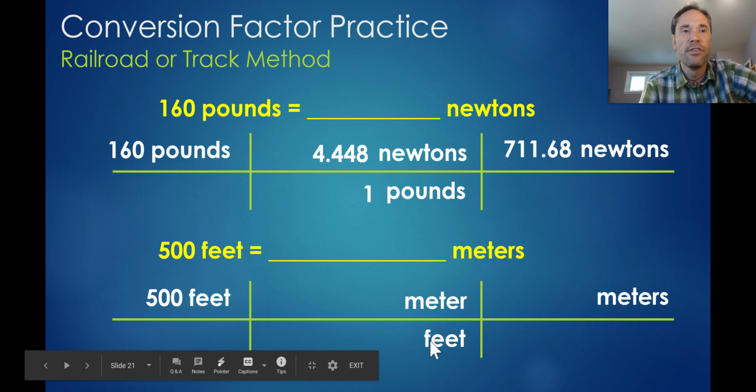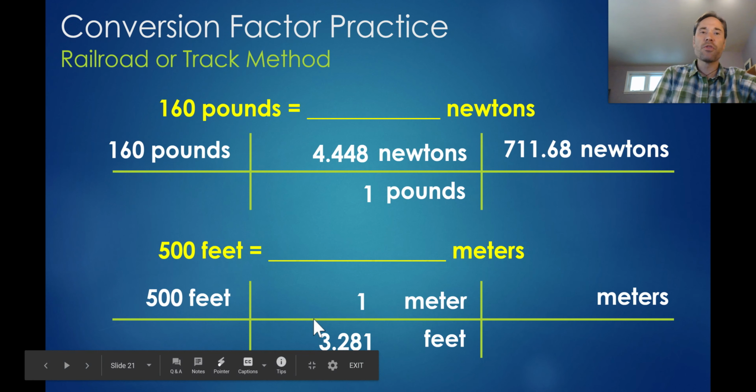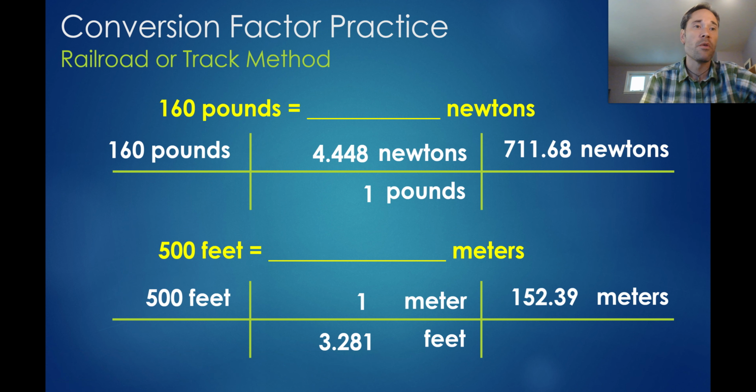And then I need to know my conversion factor here. And 1 meter is equal to 3.281 feet. So now when I multiply across the top, I get 500 times 1. That would be 500 on top. On the bottom, the only thing I have left over is 3.281. So now I'd have 500 divided by 3.281. And I walk away with 152.39. All right, doing okay.